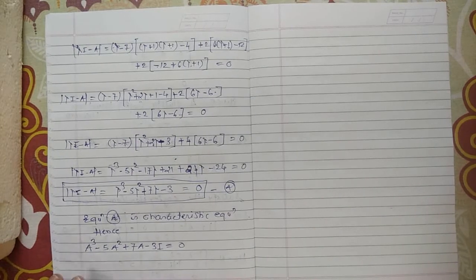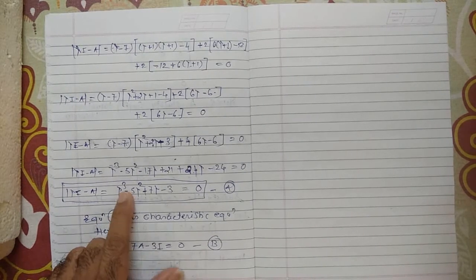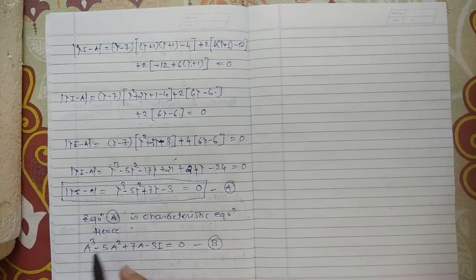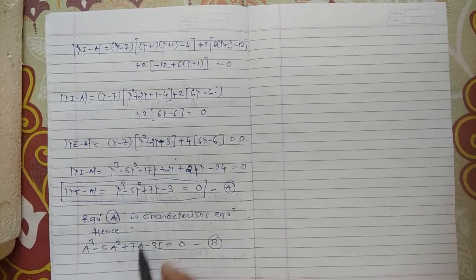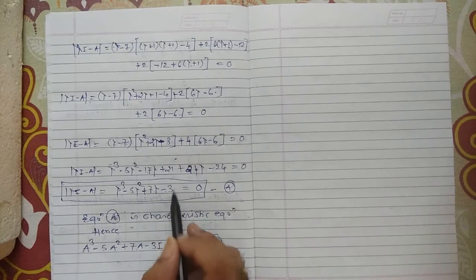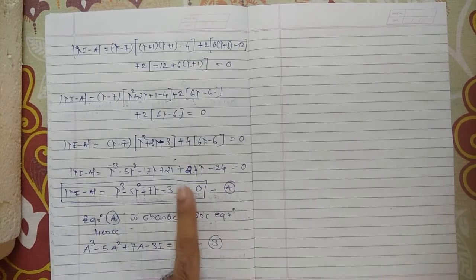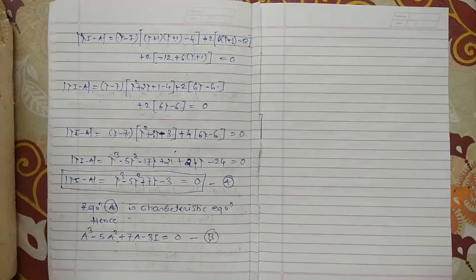So it must be equal to 0. So this is my Cayley-Hamilton theorem. We will replace this lambda by A, so it is A cube minus 5A square plus 7A minus 3, and this 3 is constant, so we will convert it into matrix form by multiplying it by the identity matrix, that is I. So 3 is the constant, so 3 into I. So this is my Cayley-Hamilton theorem.